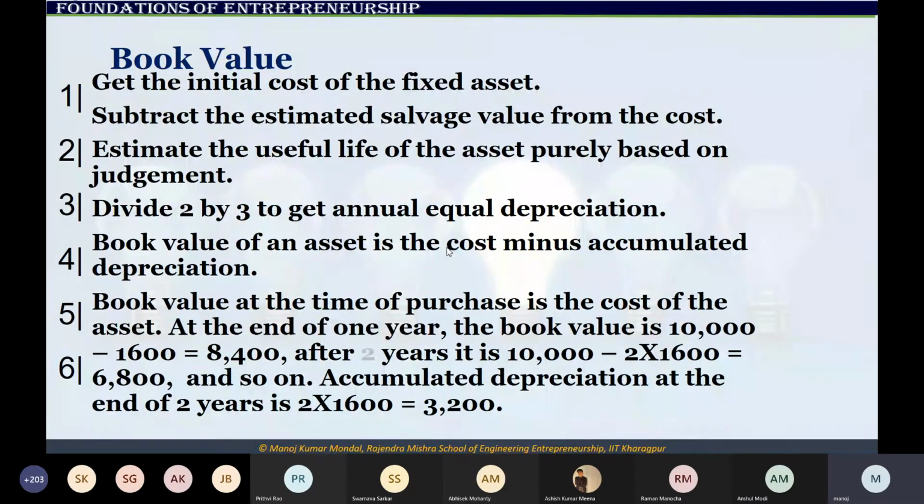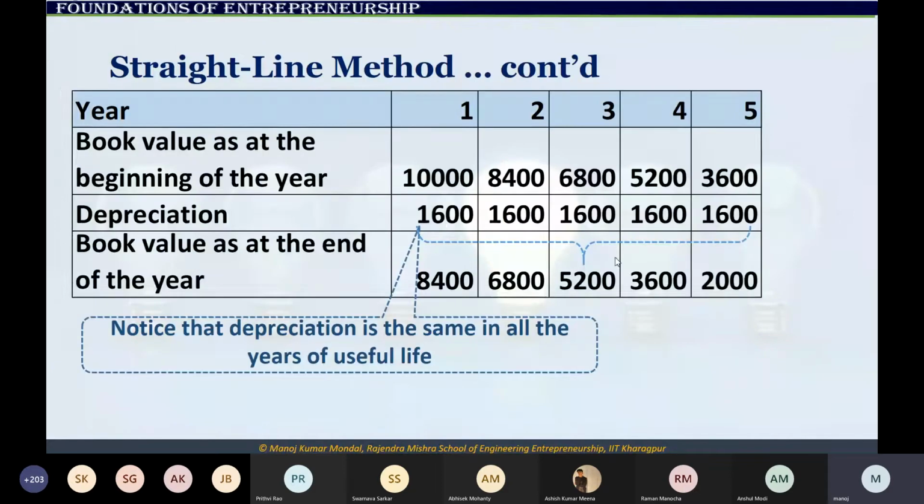Now book value I have already explained. Now suppose I ask you a question in the class test: what is the book value of this asset at the end of, notice the term end, at the end of 3 years. So at the end of first year, book value is 8,400. At the end of 2 years, book value is 6,800. At the end of 3 years, book value is 5,200. So what should you do?